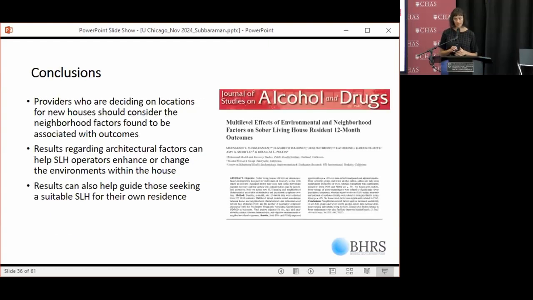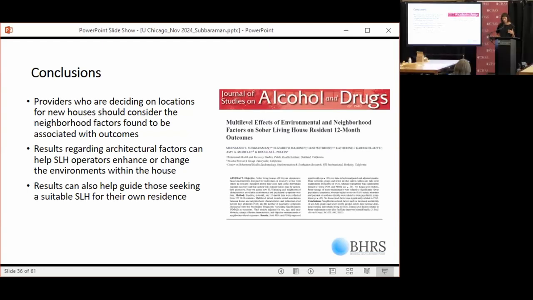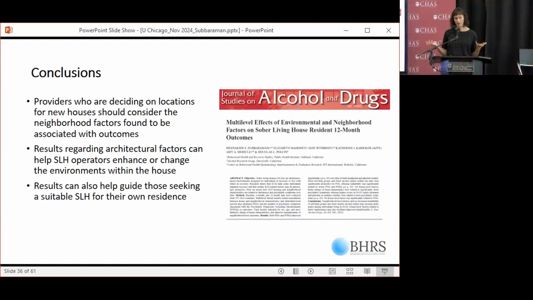So some conclusions from these analyses: we think that there are implications for providers as well as operators as well as residents. So providers who are thinking about where they can open houses should consider our neighborhood level effects. Folks who are operating sober living houses could consider things like house maintenance and how that might improve outcomes among residents. And folks who are looking for a house to live in on their own can also think about these results and how they might want to think about the neighborhoods and house level factors and how that might impact their outcomes.